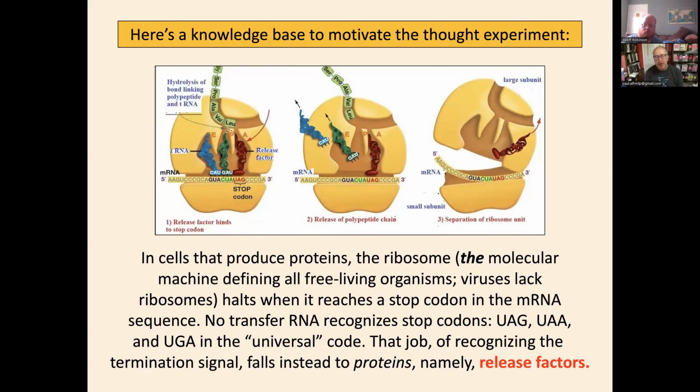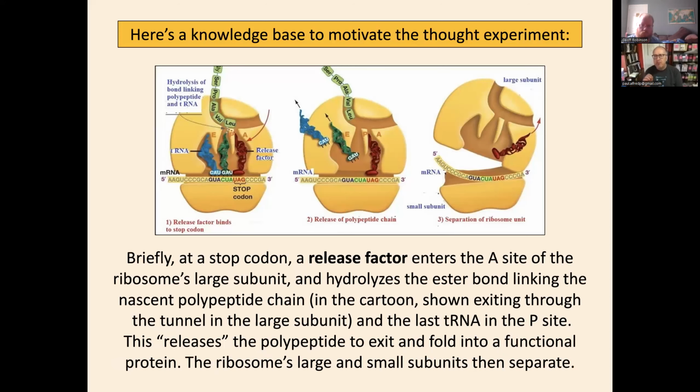And as its name implies, it comes in and it hydrolyzes the ester bond there in the P site that keeps the nascent polypeptide, the nascent protein, connected to the ribosome. So release factor comes in at the A site, cuts the baby protein free, which then can go off and fold, and then the ribosome separates into the large and small subunits and goes off to find another messenger RNA strand to do the job again.